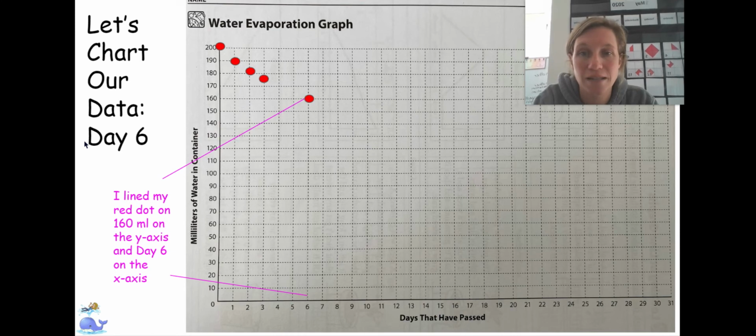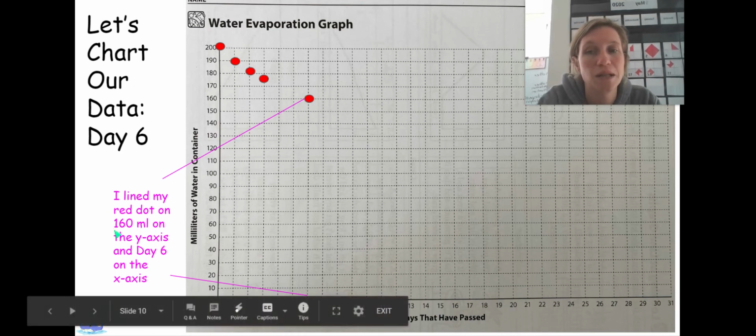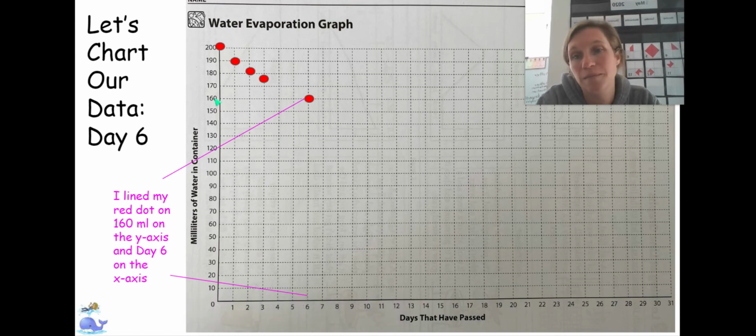Now for day 6. Interesting. Day 6 came back at 160 milliliters. So I made sure to put my dot at 160 milliliters, but I had to skip days 4 and 5 because I didn't make observations on those days. So that's one detail you need to make sure you're doing when you plot your line graph. And here I am. I've lined my dot with day 6 at 160 milliliters.